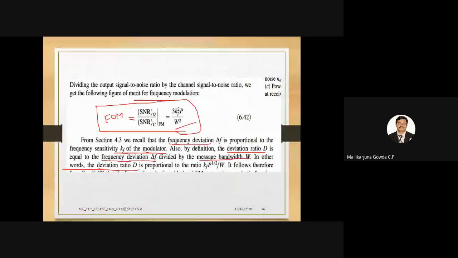I hope this is also noted: the figure of merit. You have a note of this also, so it will be useful. This is the figure of merit for FM, because many people are still not aware what figure of merit is. It is a ratio of output SNR to channel SNR. Output SNR we measure at the output of the receiver, and channel SNR we measure at the input of the receiver.